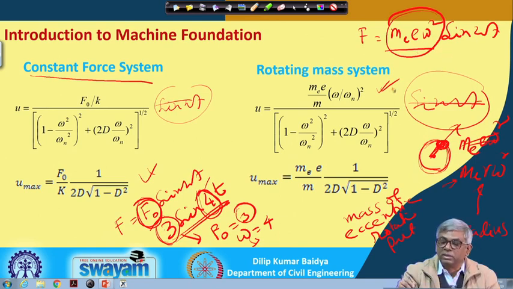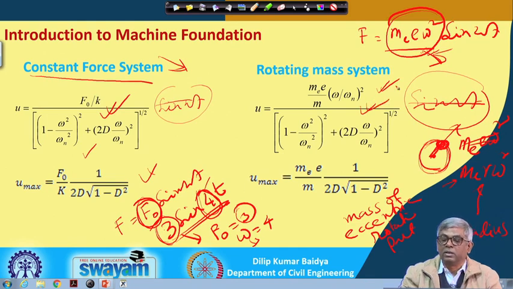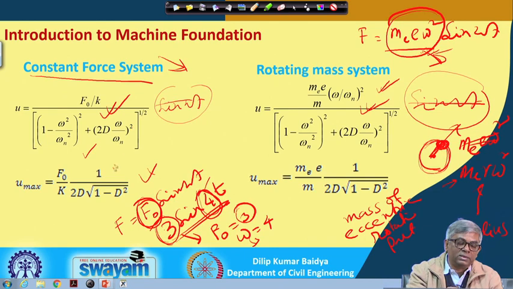So, for this type of forcing system and this type of forcing system, the corresponding steady state solutions are these. Now, we have got this solution, and this is at any frequency, and u max, when you get maximum displacement, is actually when omega over omega n equals 1, or at resonance. Okay. It may not be exactly 1.